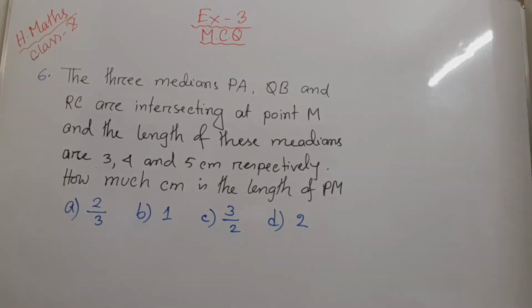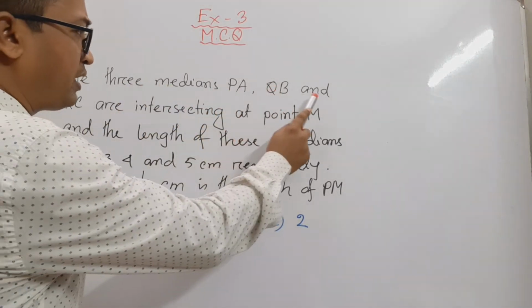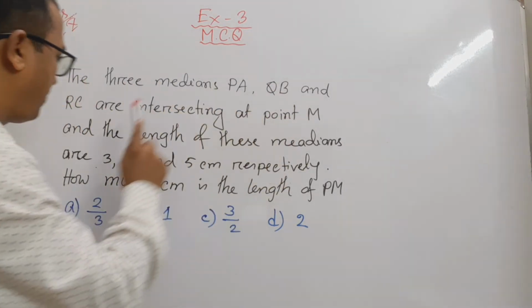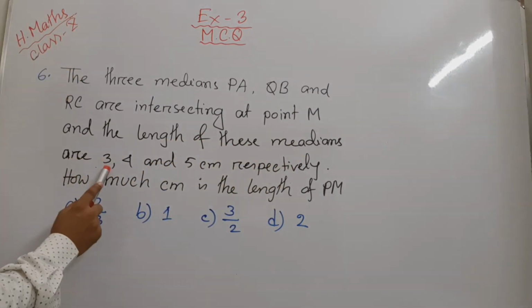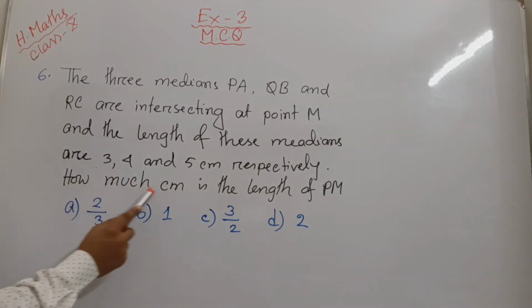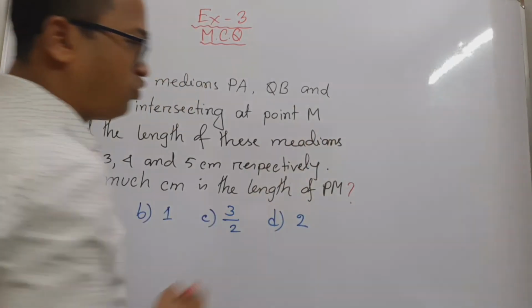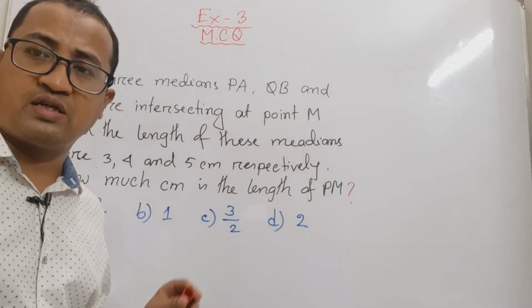Now question number 6. The three medians PA, QB and RC are intersecting at point M and the lengths of these medians are 3, 4 and 5 cm respectively. How many centimeters is the length of PM? We will find out the length of PM. We need to draw a figure to understand this.